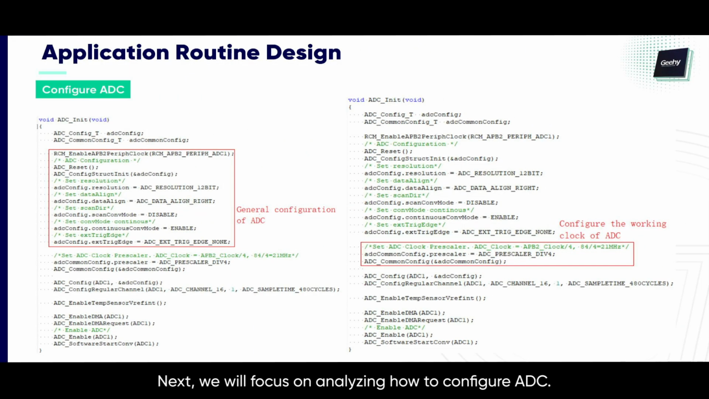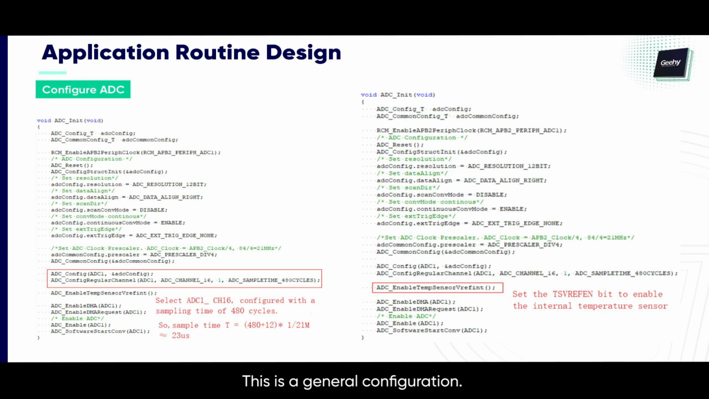Next, we will focus on analyzing how to configure ADC. This block is a general configuration of ADC, and the resolution of the ADC is 12 bits. The data is right-aligned, continuous scanning is not needed, and continuous conversion is required. This is edge-triggered, and it is not necessary. This is a general configuration.